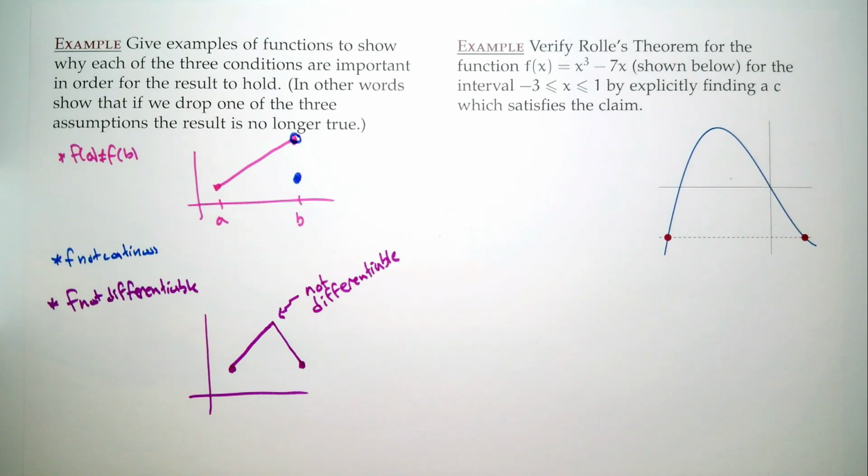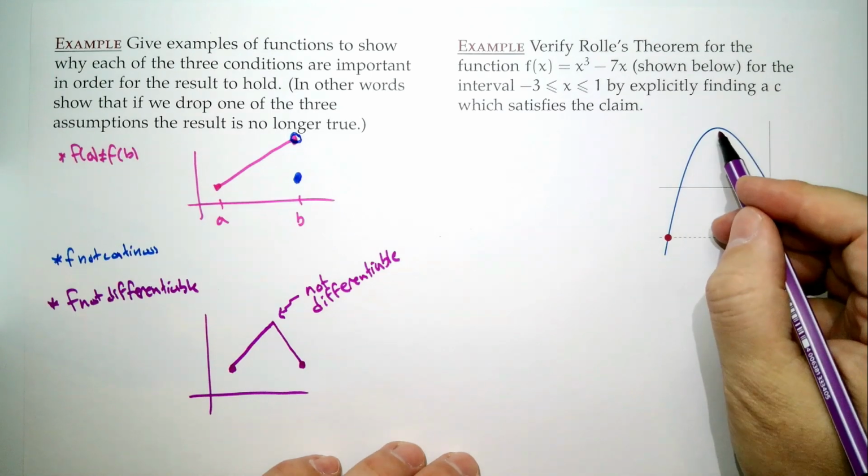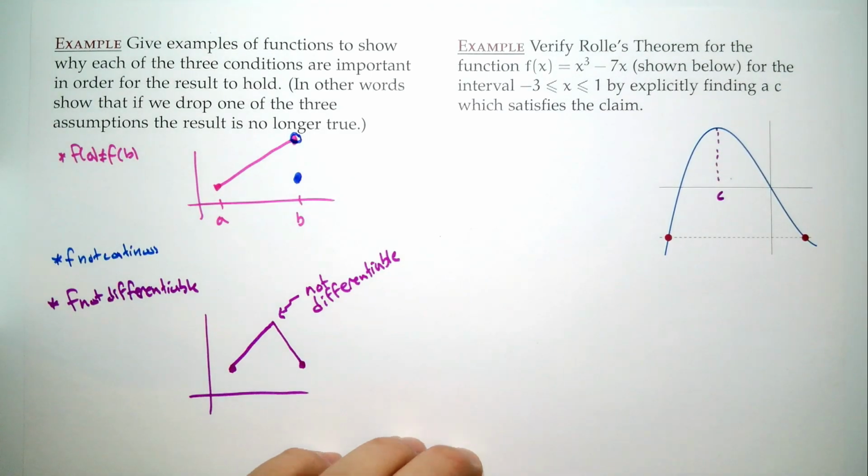So now we'll do an example, verification. Verify Rolle's theorem for the function f of x equals x cubed minus 7x. And they gave us a picture. Well, that's very nice of them to give us a picture like that. And we want to do it on the interval from -3 to +1. And the way that we're going to verify it is we're going to say, there must be some point c where the derivative is equal to 0, because that's the claim. Now you're probably thinking, hey, good news, Steve. It's right there. Well, yeah, we can see it from the picture, but we're going to find it. We're going to do it the proper way.